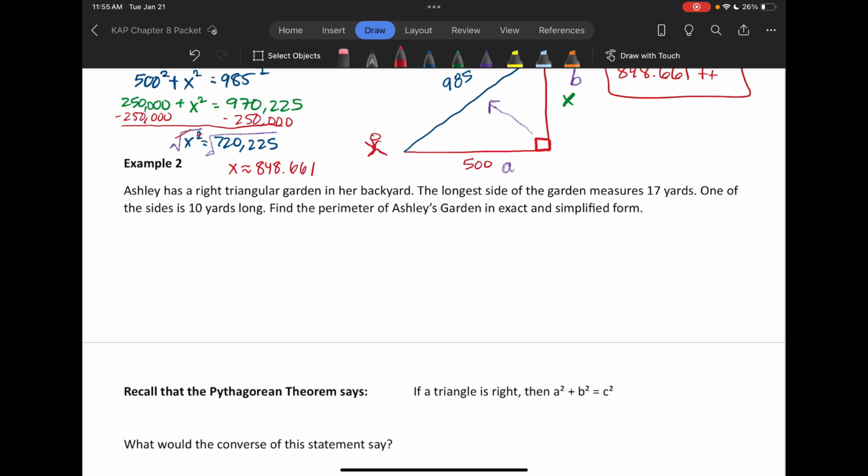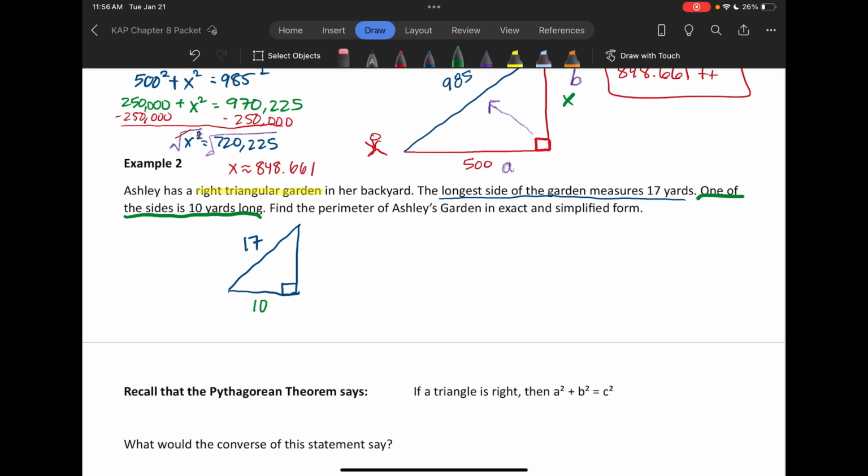So if I take a look here, some important pieces of information that we're told here is that the longest side of the garden measures 17 yards. And it tells us that we're looking at a right triangular garden. So right triangular garden would imply that we're looking at a right triangle. And if it tells us the longest side measures 17 yards, then that represents our hypotenuse. And then it says one of the other sides is 10 yards long. So I'm just going to call this one 10.